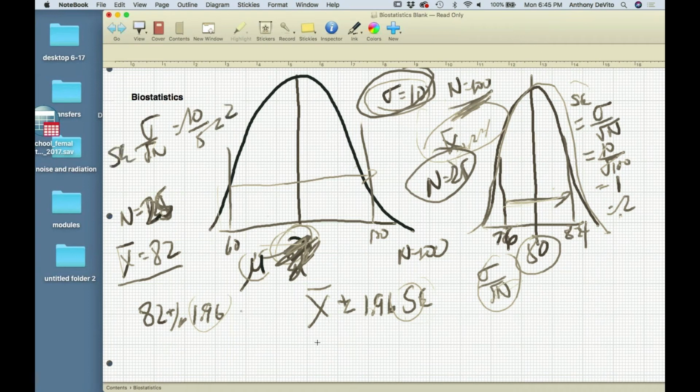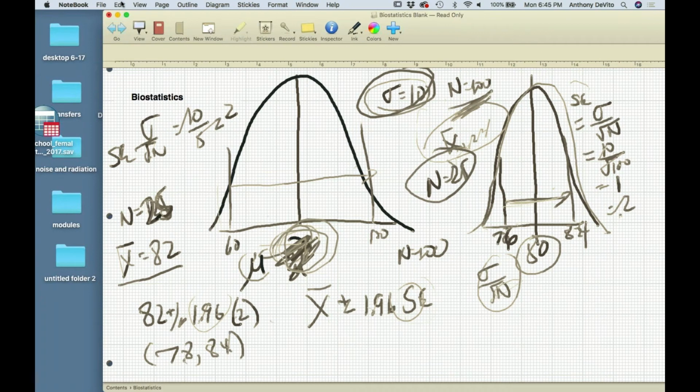So our 95% confidence interval would be 82 plus or minus 1.96 times 2. For our purposes right now, I'll say 2 times 2 is 4, so it would be 78 to 84. So we're 95% sure the true population mean is between 78 and 84. Okay, that's pretty simple, right?